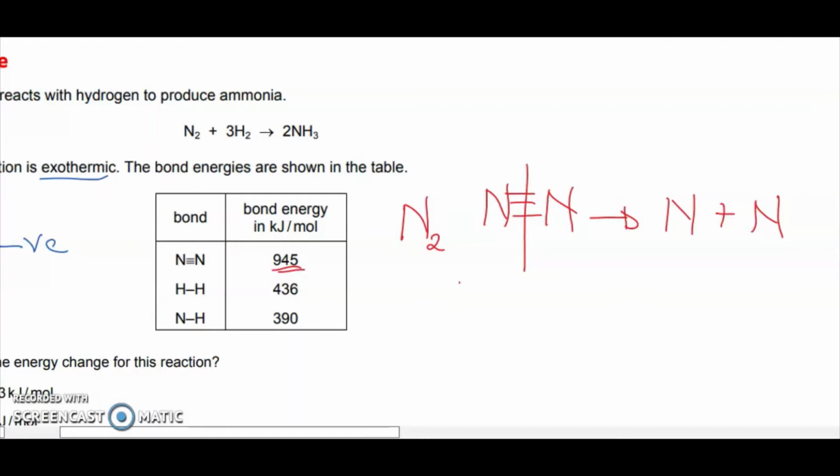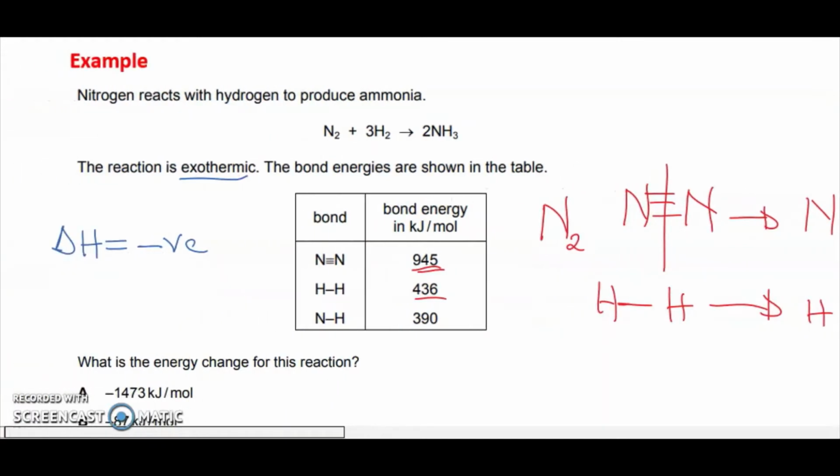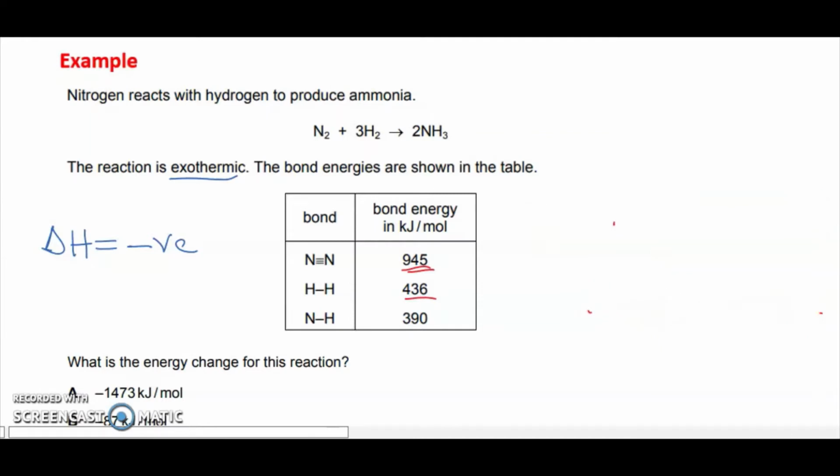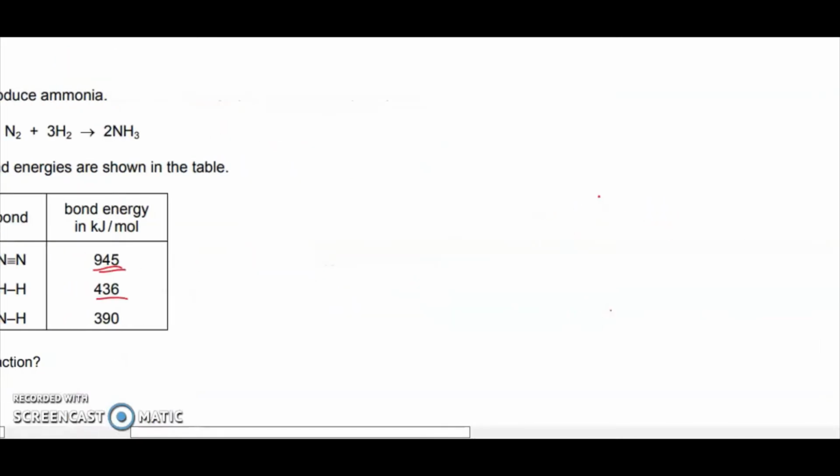Similarly, if we want to break a hydrogen-hydrogen bond to, of course, release hydrogen atoms, we need a certain amount of energy, 436 kilojoule per mole. The same applies for a nitrogen-hydrogen bond. So how can we then use this information to calculate the energy change of the reaction? Remember, the question wants us to calculate the energy change of the reaction. So let's see how we do that.